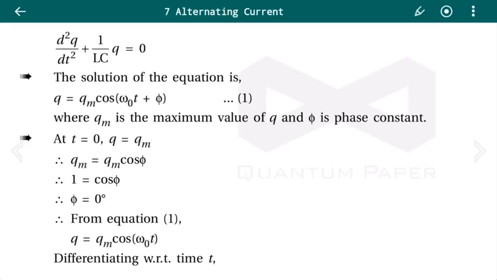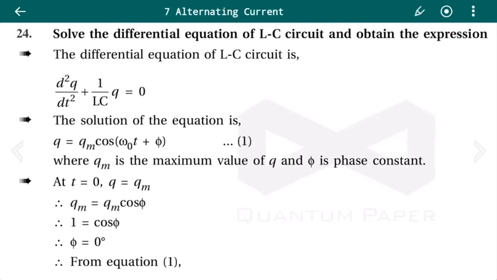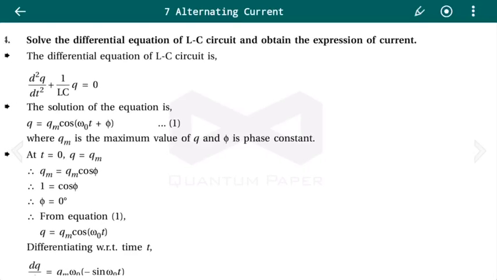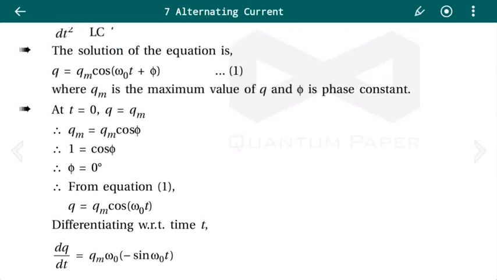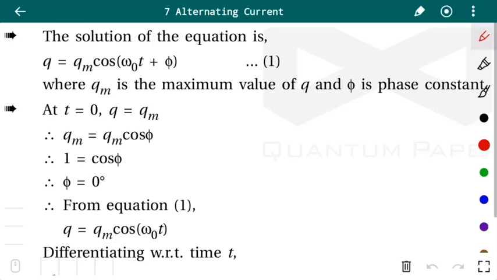Now at t equals to 0, q equals to Qm, because here we have considered that initially the capacitor is fully charged. So the charge on the capacitor has the maximum value, which is equal to Qm. So at t equals to 0, q equals to Qm. Therefore, from this equation, Qm gets cancelled and 1 equals to cos phi. Cos phi equals to 1 when phi equals to 0 degree. Therefore, from equation 1 the equation becomes q equals to Qm cos omega 0 t.